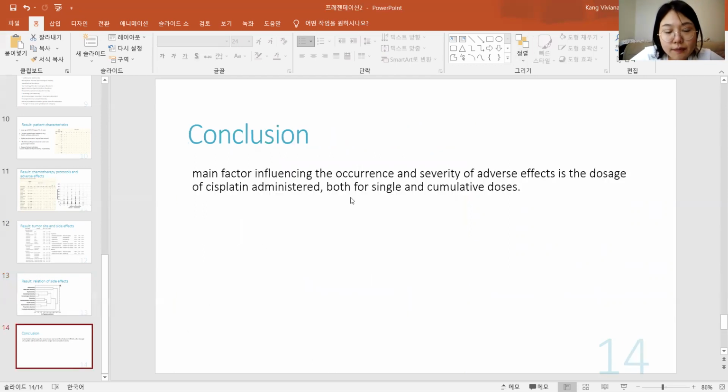In conclusion, the main factor influencing the occurrence and severity of adverse effects is the dosage of cisplatin administered, both for single and cumulative doses.